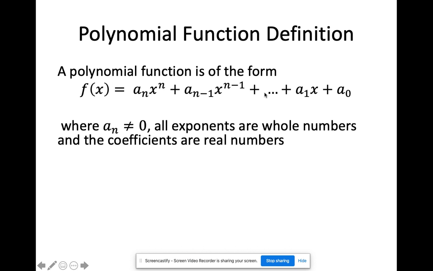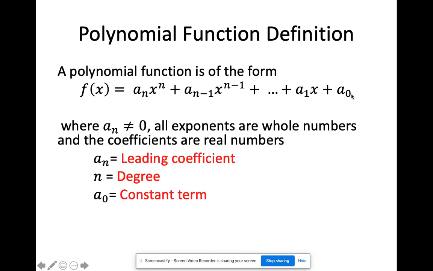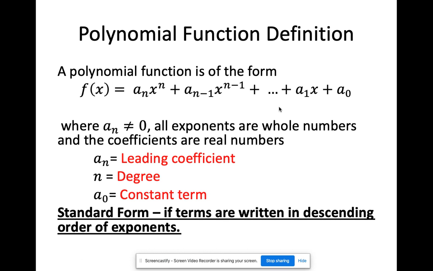Okay, so in this case my a sub n is what you call the leading coefficient. The highest power, which is n, that's going to be your degree, and the last term, which is a sub 0, that's going to be your constant term. Okay, again, if the powers are in decreasing order as we go from term to term, that's what we call a standard polynomial function in standard form.